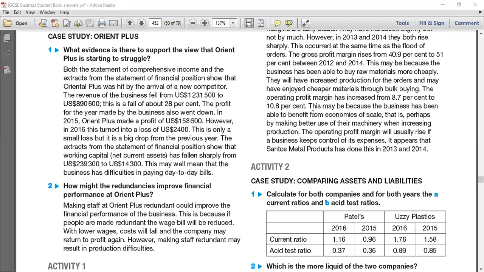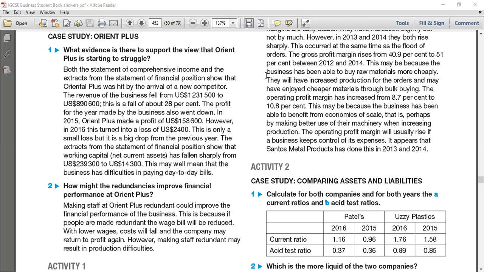The revenue of the business fell from US dollars 1.23 million to 890,600 US dollars. This is a fall of about 28%. The profit for the year made by the business also went down. In 2015, Orient Plus made a profit of 158,600 US dollars. However, in 2016, this turned into a loss of 22,400 US dollars. This is only a small loss, but it is a big drop from the previous year. The extract from the statement of financial position showed that the working capital and current assets have fallen sharply from 239,300 US dollars to $14,300. This may well mean that the business has difficulties in paying day-to-day bills.